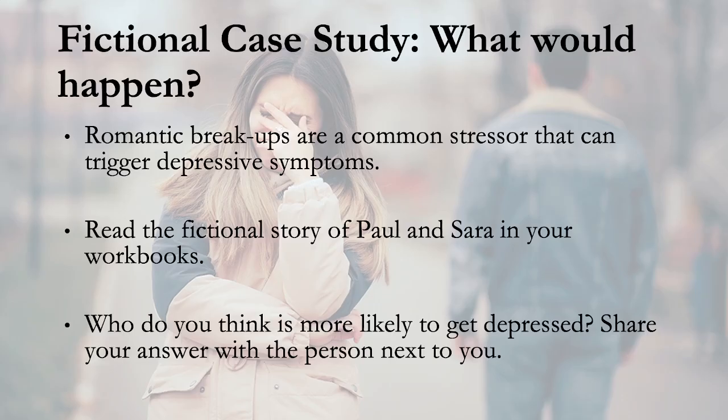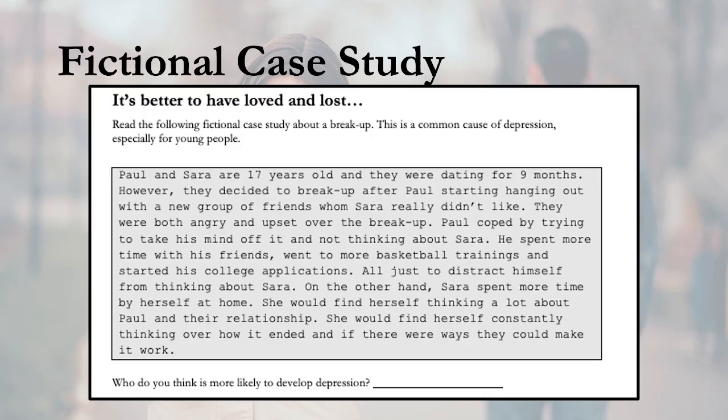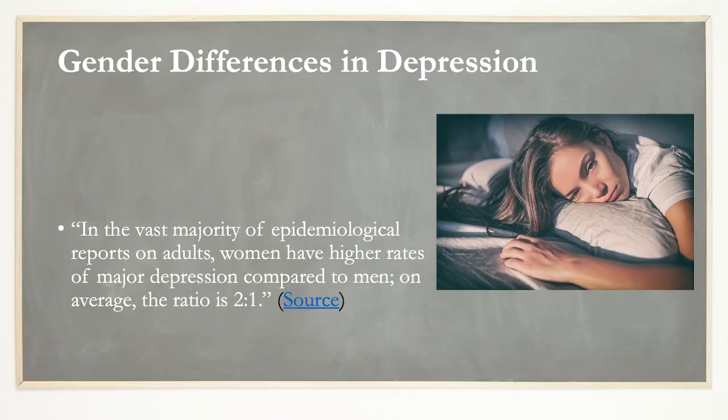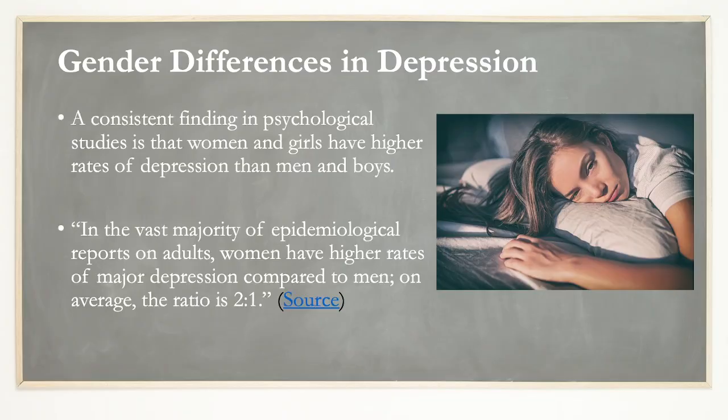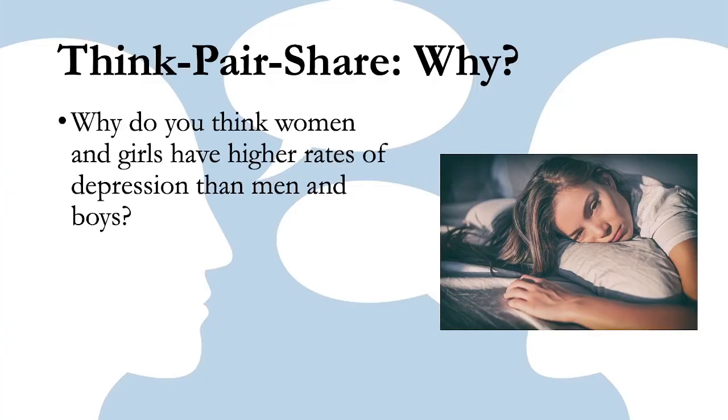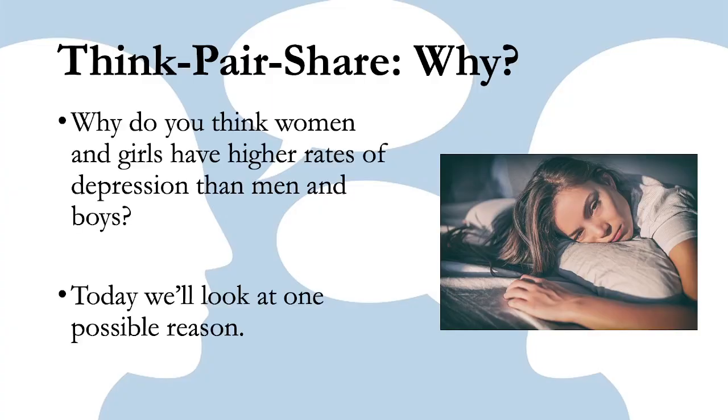Now, I've included a fictional case study in the workbook. Students read it. And who do they think is more likely to develop depression? I think they should be able to figure out it's Sarah. And then we explain gender differences in depression, and that's usually a 2-to-1 ratio. And why? Why do they think girls have a higher rate of depression than men?